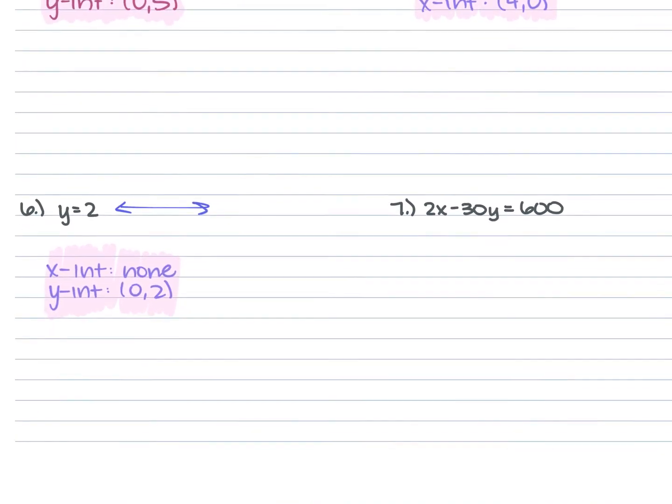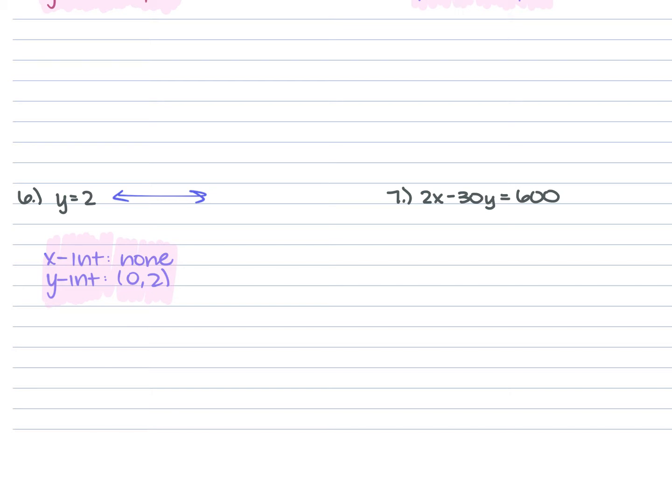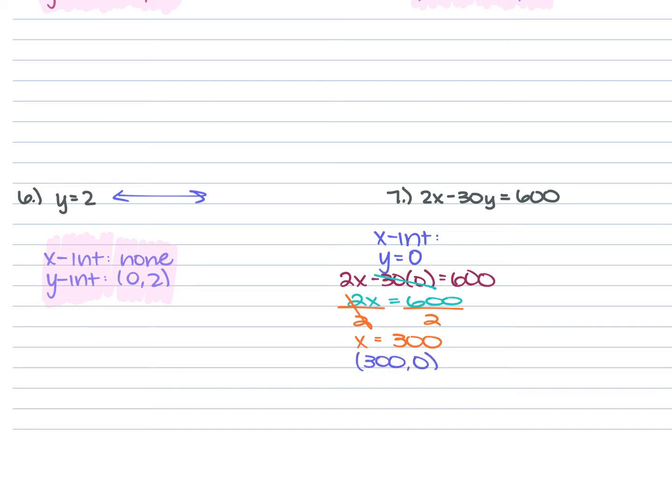For number 7, you have 2x minus 30y is equal to 600. So if we're going to find our x-intercept for this one, what are we plugging in for y? 0. So this is going to give us 2x minus 30 times 0 is equal to 600. That 30 times 0 cancels out, so we're just working with the 2x is equal to 600. If we divide each side by the 2, we have that x is equal to 300. So your x-intercept is the ordered pair of 300, 0. Good.